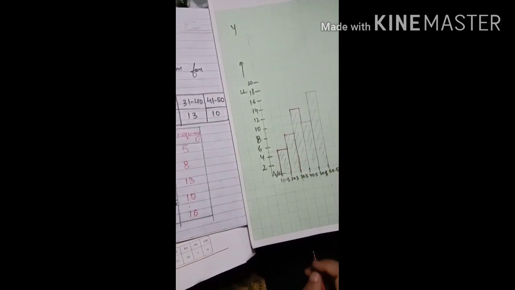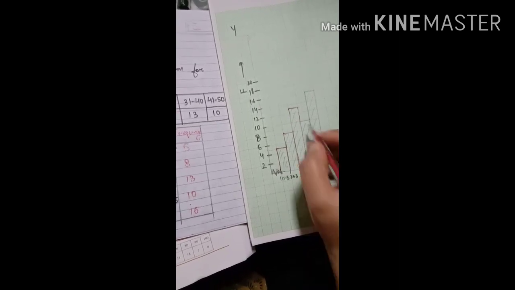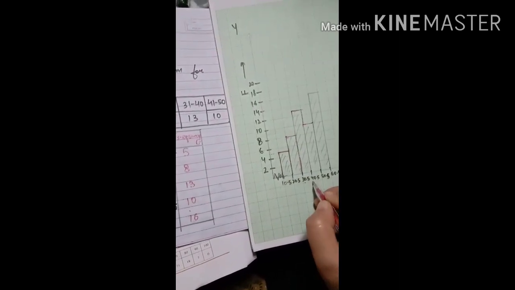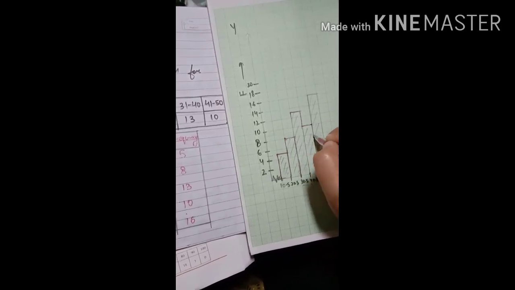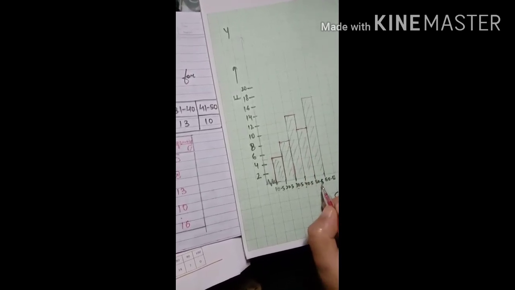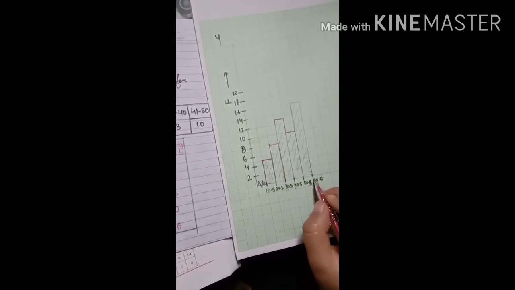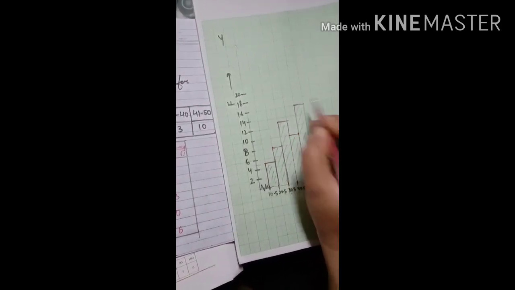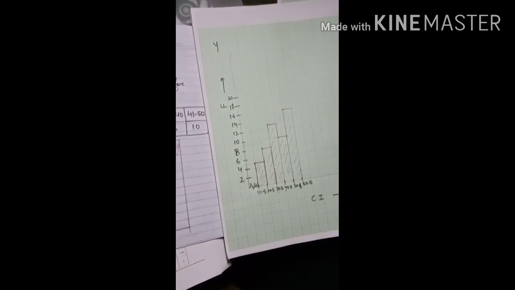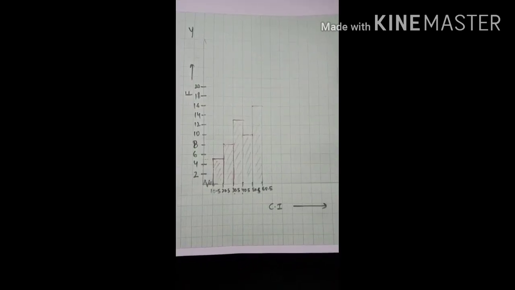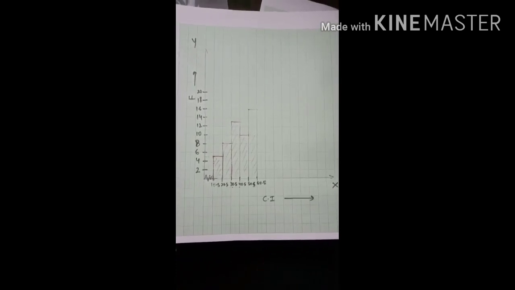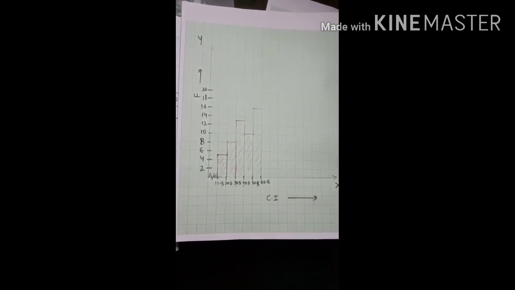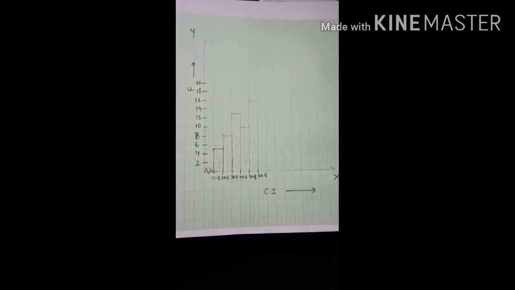Then 10, 40 to 40.5 to 50.5, 10 units are included, and 50.5 to 60.5, 16 units are included. So the histogram is ready. You can see and do the questions of histogram. I will give you the questions.